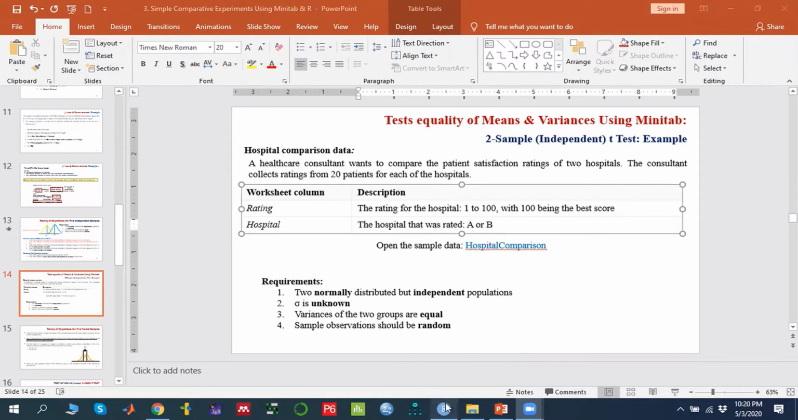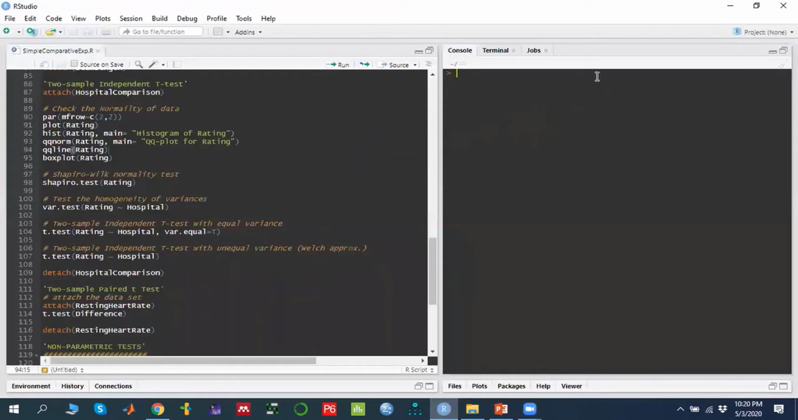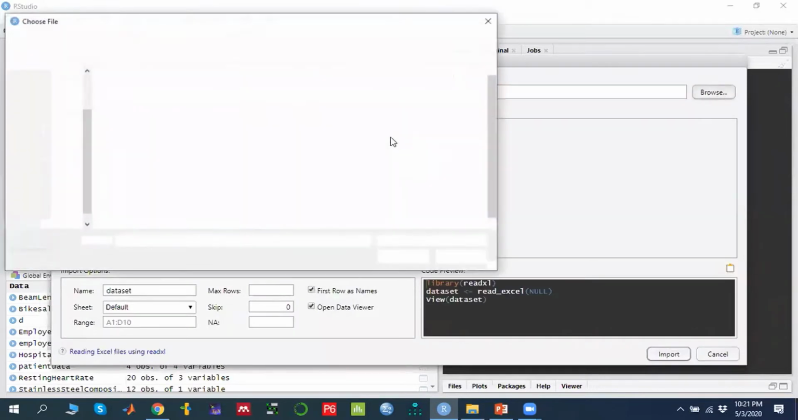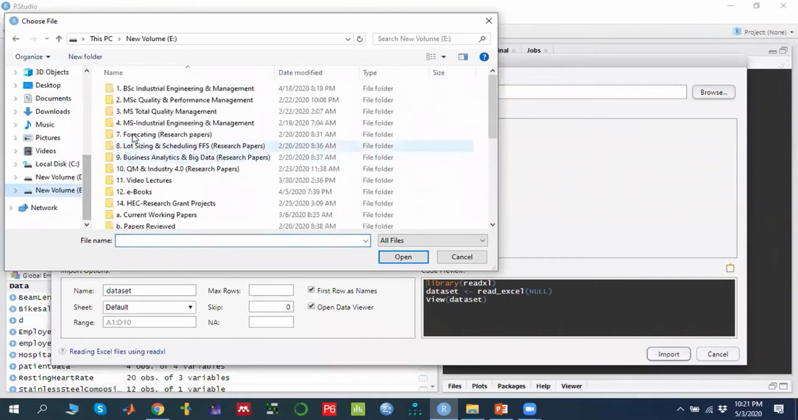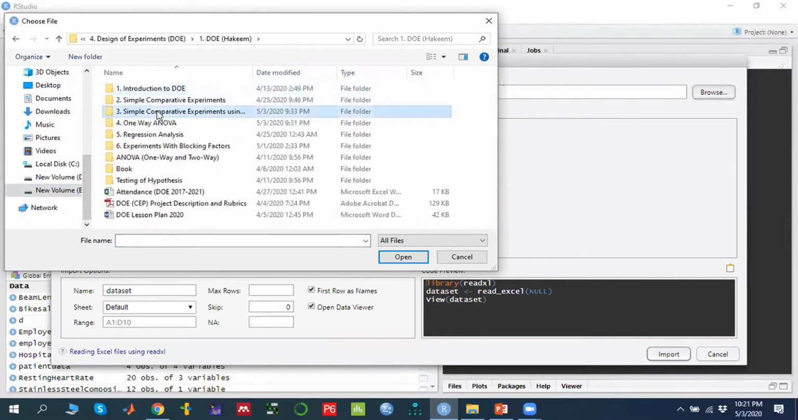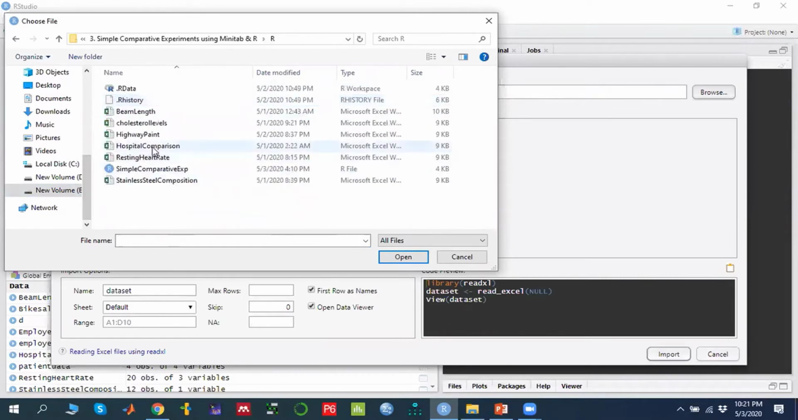So in order to do that, I'm using R to apply this test. First of all, I need to import the data set, and the data set I am using is the hospital comparison. In order to import the data, I will go to the environment, import data set from Excel, browse, and then go to the directory where I have put the data. That is over here, hospital comparison.